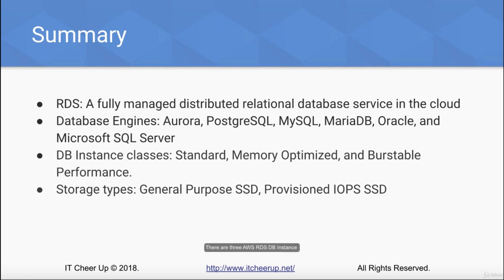There are 3 AWS RDS DB instance classes: Standard, Memory Optimized, and Burstable Performance. RDS provides 2 storage types: General Purpose SSD and Provisioned IOPS for any new storage. RDS also supports magnetic for backward compatibility. They differ in the performance and price, so you can match your storage performance and cost to the needs of your database workload.